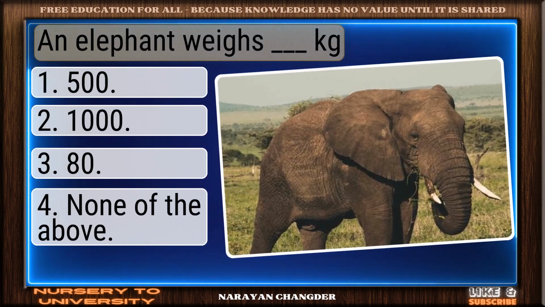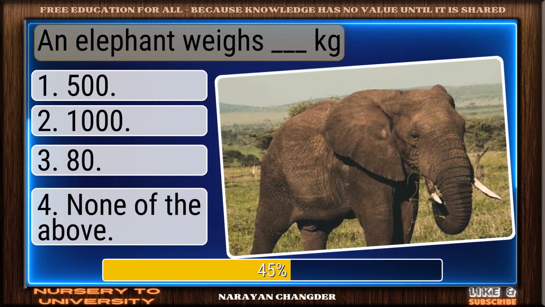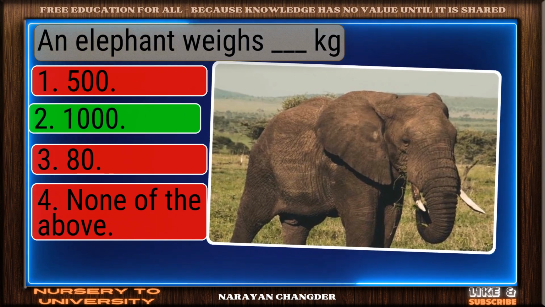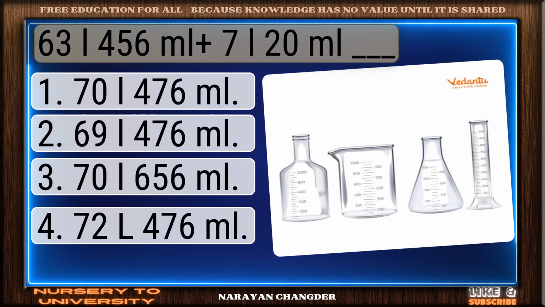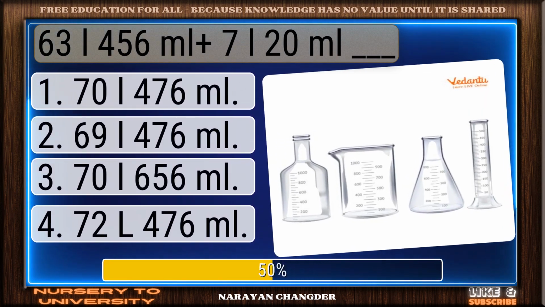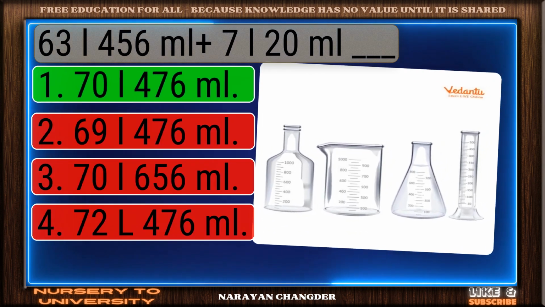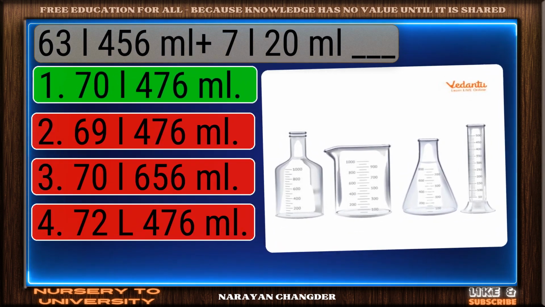An elephant weighs dash kg. You're right. 1000 is the correct answer. 450 ml plus 26 ml plus 20 ml equal to dash. Nice selection. 496 ml is the correct and valid answer.